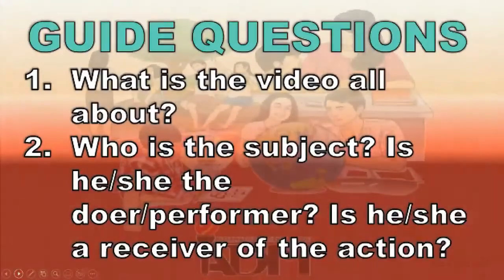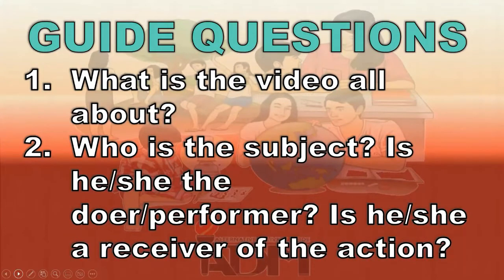Here are the guide questions. Number 1. What is the video all about? As we see in the video, it's all about the dialogue of David and Lucellis. Number 2. Who is the subject? Is he or she the doer or performer? Is he or she a receiver of the action?